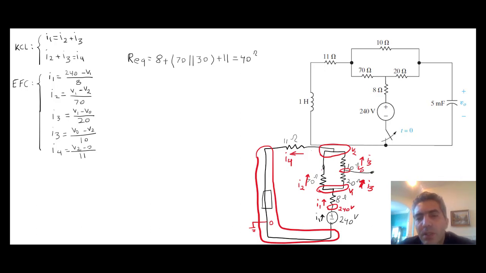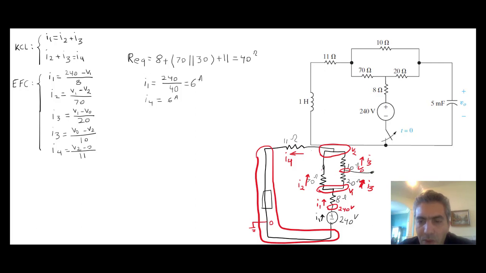So that's the equivalent resistance here. As soon as you have that, you know what I1 is, and that would be the total voltage divided by the total resistance. It's simply Ohm's law, which basically means it's 240 divided by 40. So the current that is passing through is 6 amp. And then from KCL you already know that I1 and I4 are the same, so I4 is also equal to 6 amp.